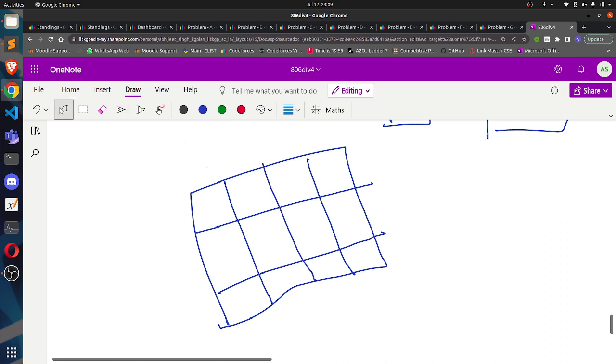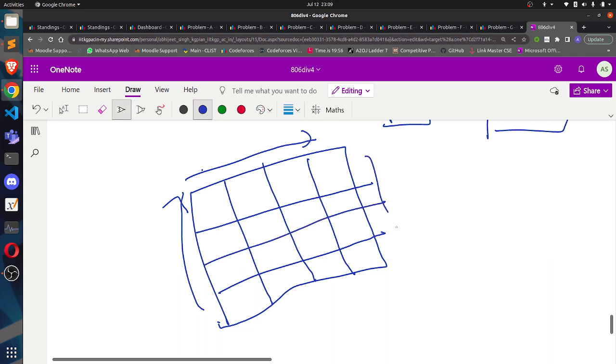What we will do is we will compare this column with this column, and then this column. We will compare the element of this column with this element, and then this element with this element, similarly this element with this element and this element.